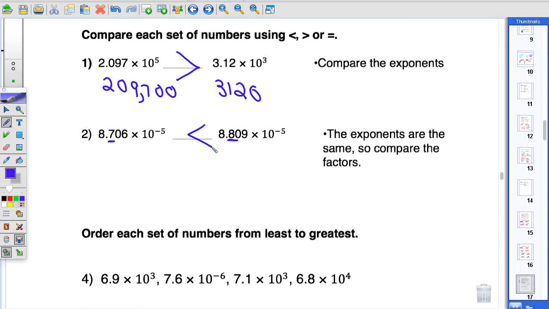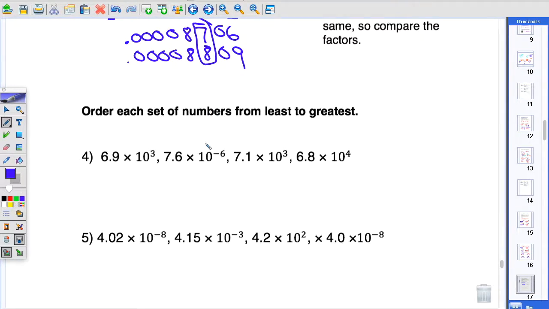We can also take it out of scientific notation to compare. And we can see that it's the same place value, and the 7 and 8 is where they're different.